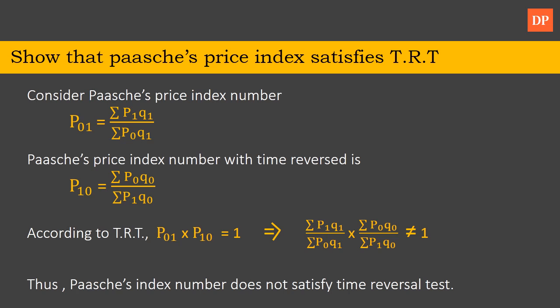Okay, by substituting the values for the respective price index numbers, we will not be able to cancel out any of the values in each of these price index numbers. So the ultimate answer we are going to get is not equal to 1. So we can say that Paasche's price index number does not satisfy the time reversal test.